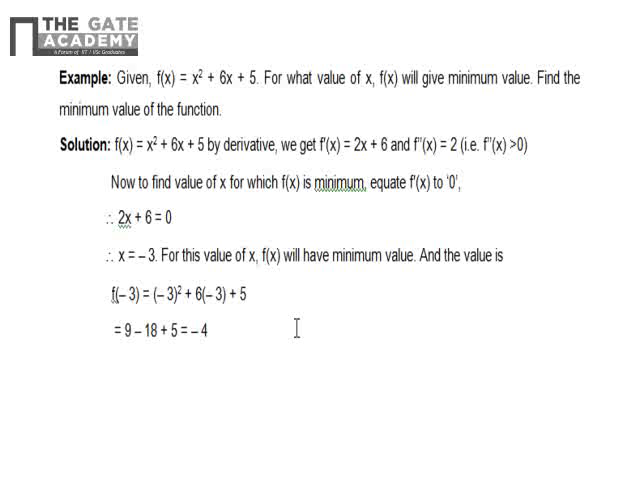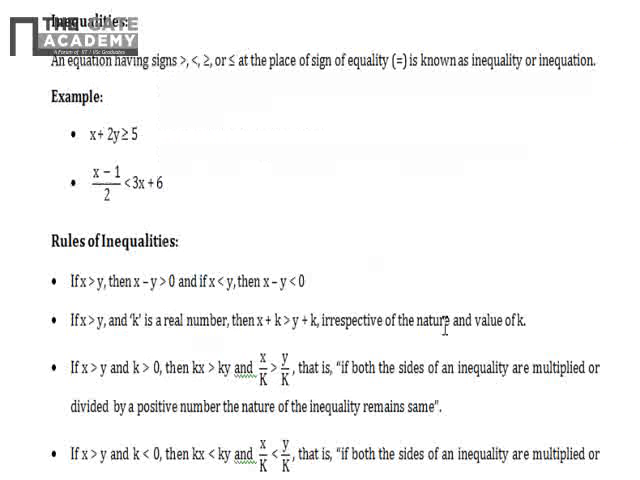Now we'll see one more example. Here the function is x square plus 6x plus 5. The first derivative is 2x plus 6 and the second derivative is 2. That means the second derivative is positive. That means we'll get the minimum value of the function. And at what value? Equate 2x plus 6 with 0. You'll get the value of x is equal to minus 3. Now put this minus 3 in the original function. You'll get the minimum value of the function. And in this case, the minimum value of the function is minus 4.